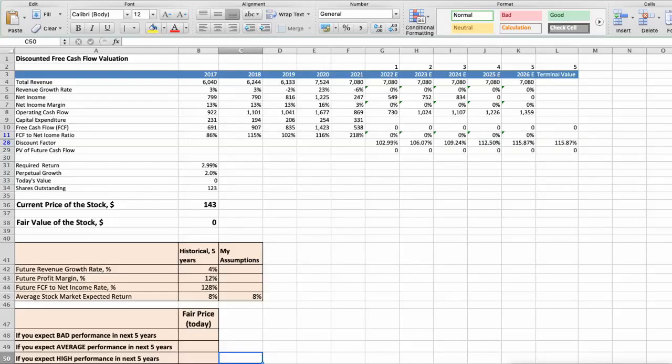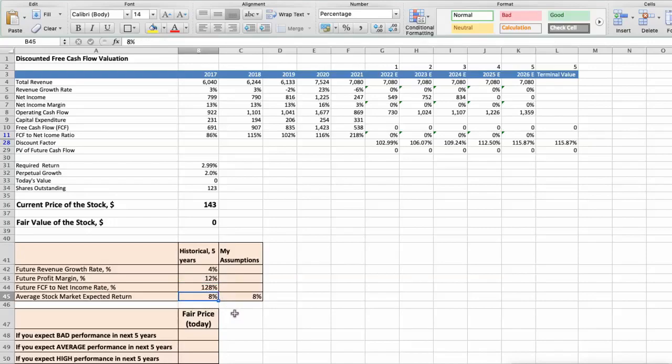This spreadsheet contains some financial data that we will use for the stock valuation. We see that the average revenue growth rate of the stock has been around 4% per year, for last 5 years. Also we see that the average profit margin of the stock has been around 12% per year, for last 5 years. Also we see that the average free cash flow to net income rate of the stock has been around 128% per year, for last 5 years. And we expect 8% per year average stock market return.